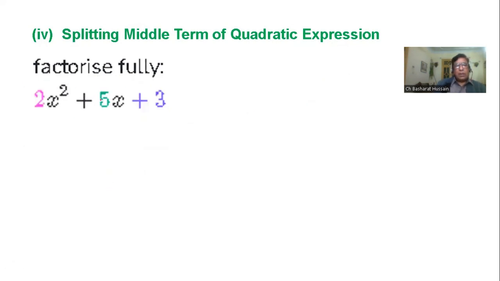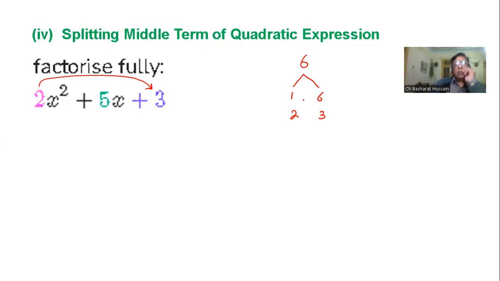So I have 2x square plus 5x plus 3. Now the coefficient of x square is 2. So I have told you already that we multiply the coefficient of x square with the constant number. When you multiply 2 with 3, what is it? It is 6. Okay. Now we make the factors of 6. What are the factors of 6? 1 times 6 is 6, and the other is 2 times 3.